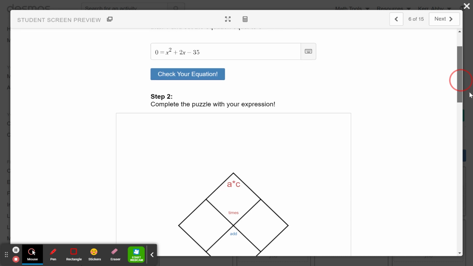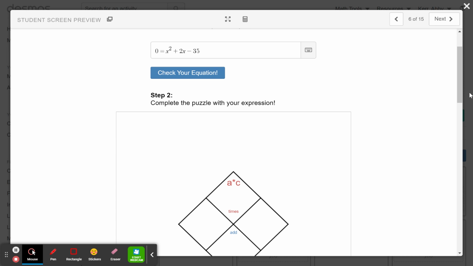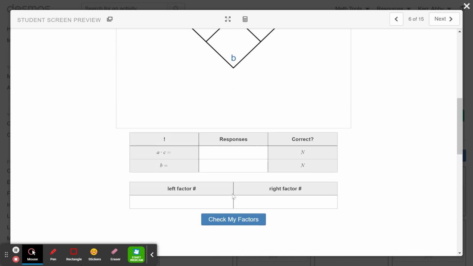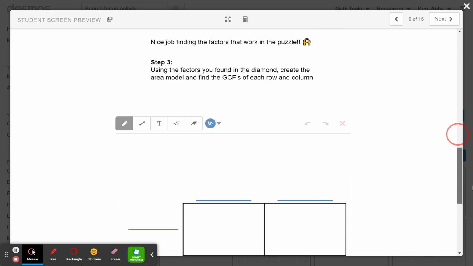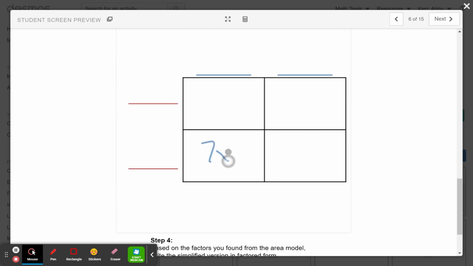Now a times c, remember a times c is 1 times -35. And we have a positive 2. Now the two factors, if you look on slide number 5, 7 and 5, but we need to make one of those negative because a positive times a negative gets you a negative. Notice that it's a positive 2, so we have to make the smaller number negative. So the whole reason we did that, we have 7x, and then we have -5x.